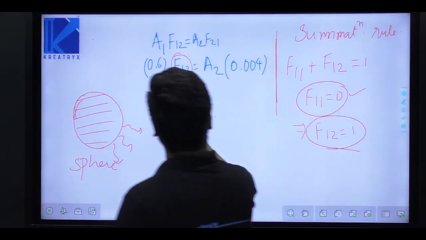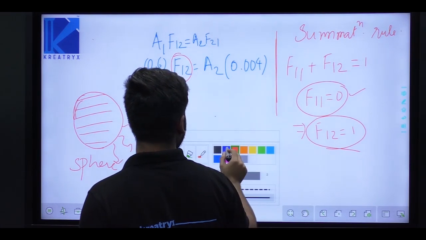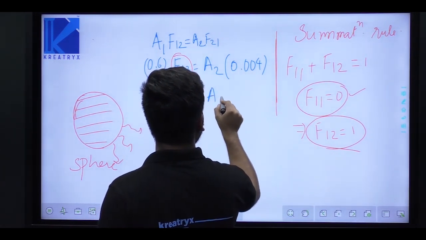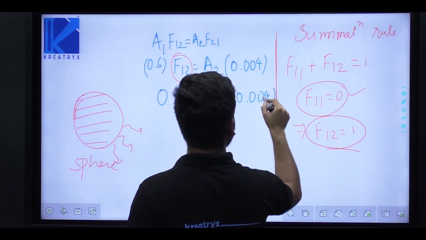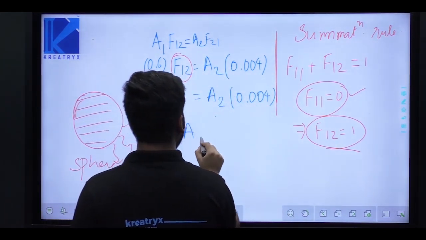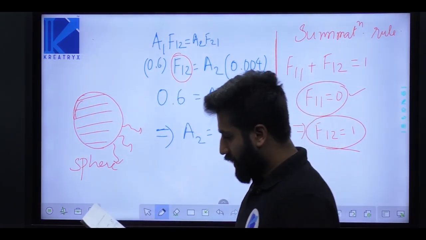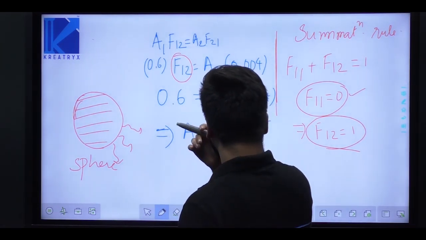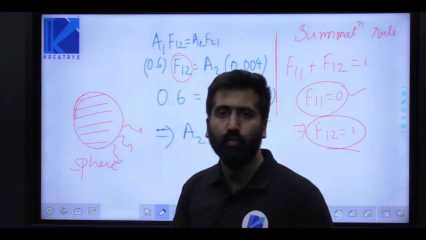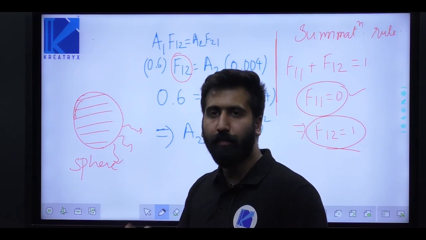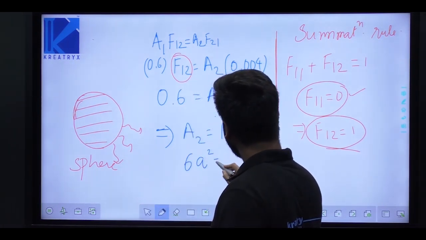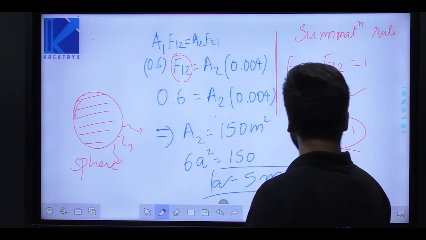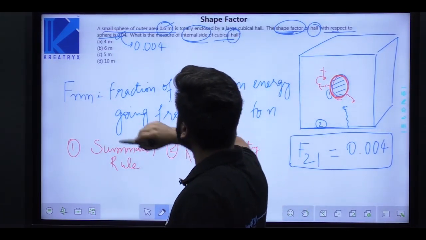So now F12 is 1. So that means 0.6 times 1 is equal to A2 times 0.004. So that implies A2 comes out to be 150 meter square. Okay. And A2 is what? The surface area of the cube, which is 6a square. What is a? Let it be the side of the cube. So 6a square is equal to 150 and that implies a is equal to 5 meter. That is the side of the cubical hall. So 5 meters, C is the answer.